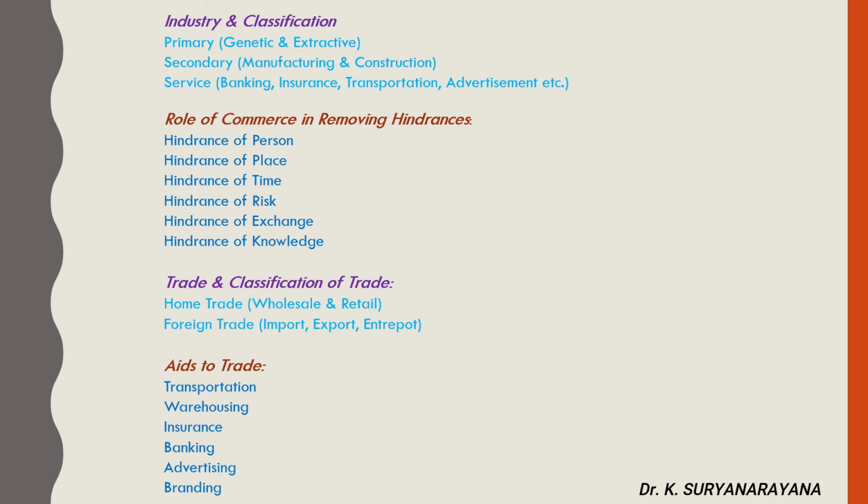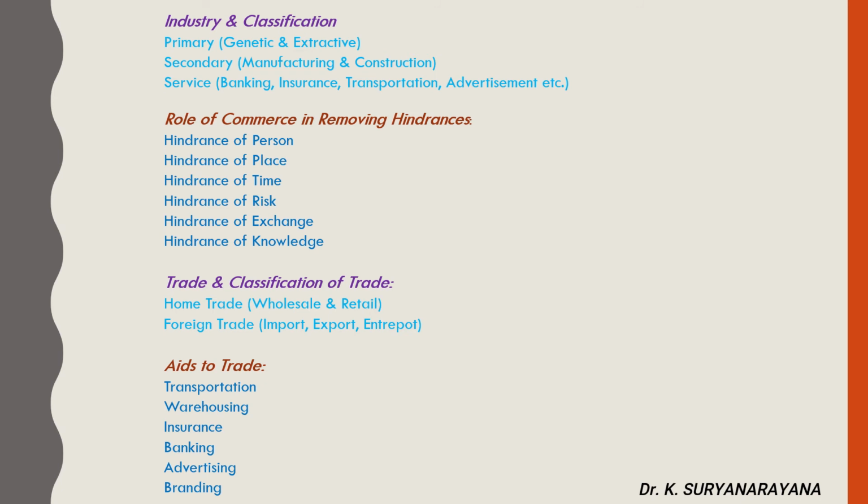So trade can be divided into home trade and foreign trade. In home trade we have wholesale trade and retail trade. In foreign trade we have three types: import, export and entrepot. Internal or home trade can also be called domestic trade. In home trade both the buyers and sellers are usually located in the same country. The national currency is used for making payments in home trade.